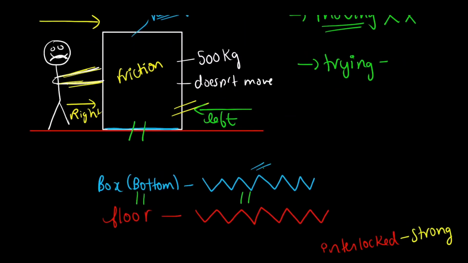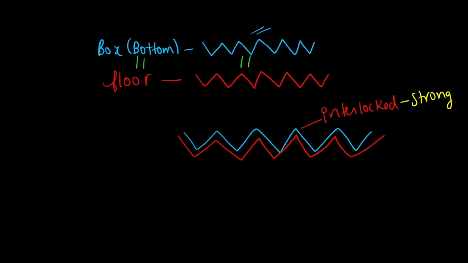Great. And there's one more thing we know, and that is that interlocking of irregularities gives rise to friction. This interlocking is what causes friction. And this interlocking is extremely strong, and interlocking causes friction. Then this friction will also be extremely strong.